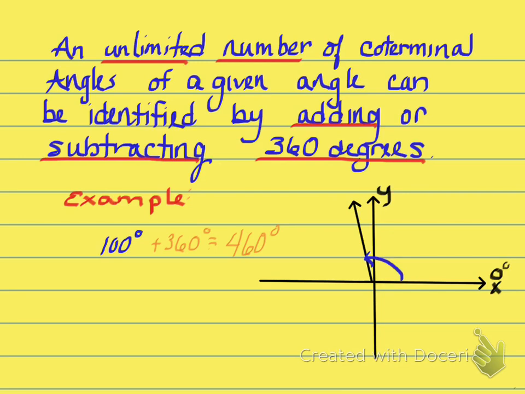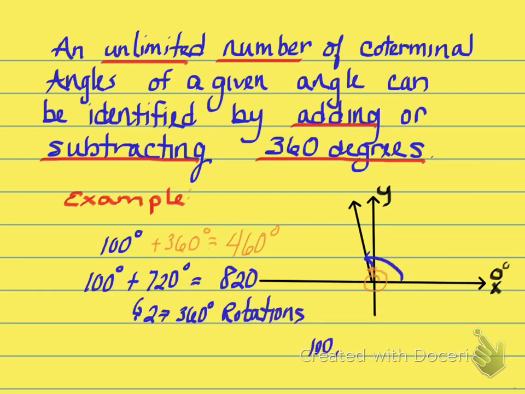So here I have a 100-degree angle, it's in purple. In orange, I'm adding 360 degrees. So if I add 360, I'm at an angle of 460 degrees. So basically, I've done one full revolution, 360 plus 100 degrees. We're at the same location.